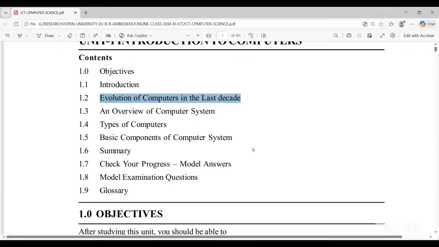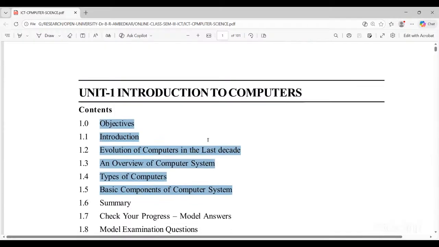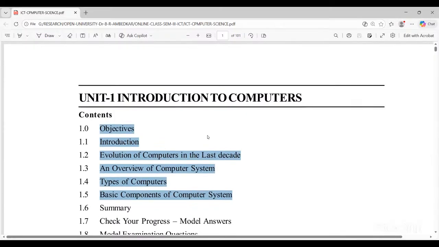So these are the chapters as part of the first topic. Just make a note of this: objective, introduction, evolution of computers in the last decade, and the overview of computer system, the types of computers, and basic components of computer system. So these topics we are going to discuss as part of this introduction to computers.